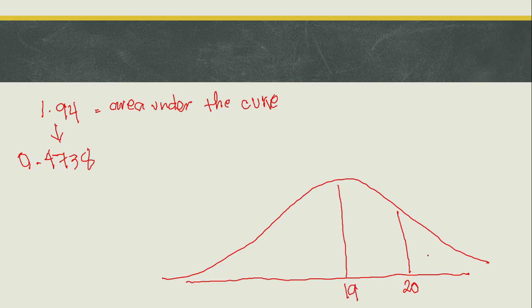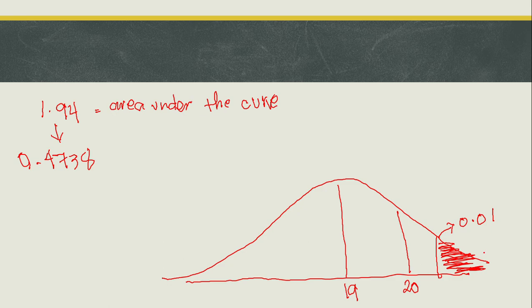Etong part na to. Pero kanina kasi, meron tayong given na level of significance, which is 0.01. Andito siya banda. So, maliit lang siya na part. Etong line na to, this is 0.01. So, ito yung critical region. Sir, anong gagawin namin dyan?